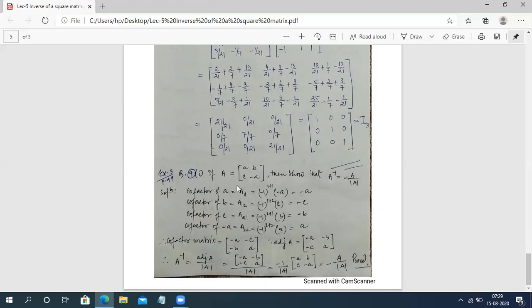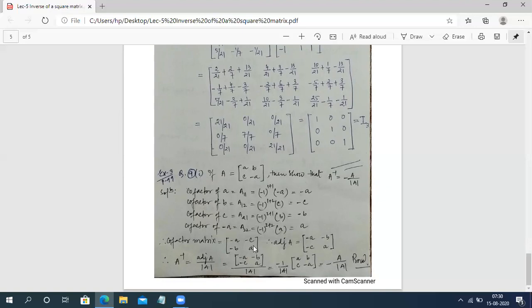So we need to find the cofactor matrix of this given matrix A. We have 4 cofactors. The cofactor of A will be negative of A. The cofactor of B will be negative of minus C. Negative sign due to its position: it is 1, 2, and 1 plus 2 is odd, so it will be negative. Similarly, the cofactor of C is minus B. Minus B, due to its position 2, 1 being odd, so it will be negative of B. And then the cofactor of minus A will be A. So the cofactor matrix is this.